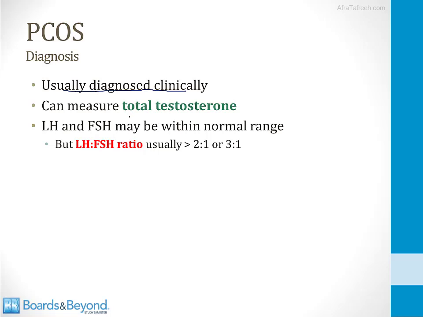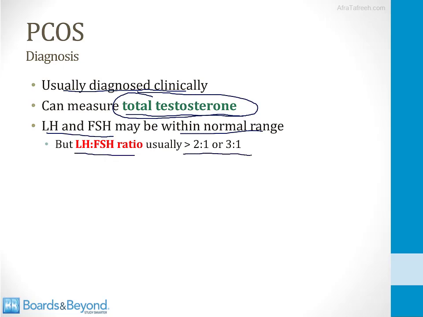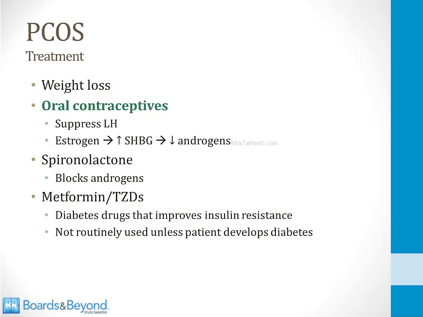You can measure the total testosterone level. Studies have been done where various hormones have been measured, and the total testosterone turns out to be the most reliable indicator. If you measure the LH and FSH level, they may be within normal range, but remember the LH to FSH ratio will always be abnormal. It's usually greater than 2 to 1 or 3 to 1, and this is a characteristic feature of this disorder, and it's because the LH and FSH levels are out of balance that you get the production of so many androgens.